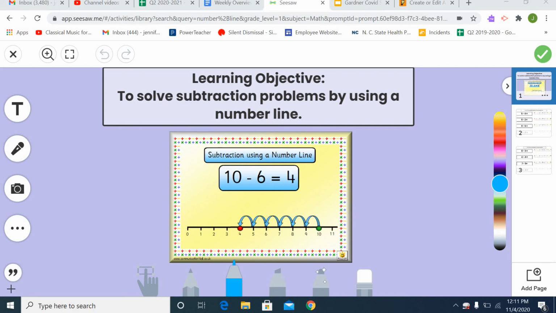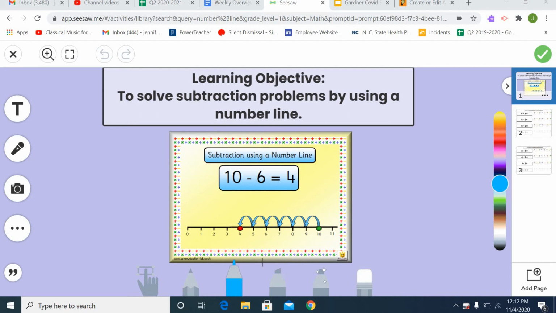Hey champions, on your screen you can see that we have the very first slide on our Seesaw activity, and our learning objective for today is to learn how to solve subtraction problems by using a number line. And I know a lot of you already know how to subtract and you're super good at it, but it's important today that we learn how to use a number line when subtracting.